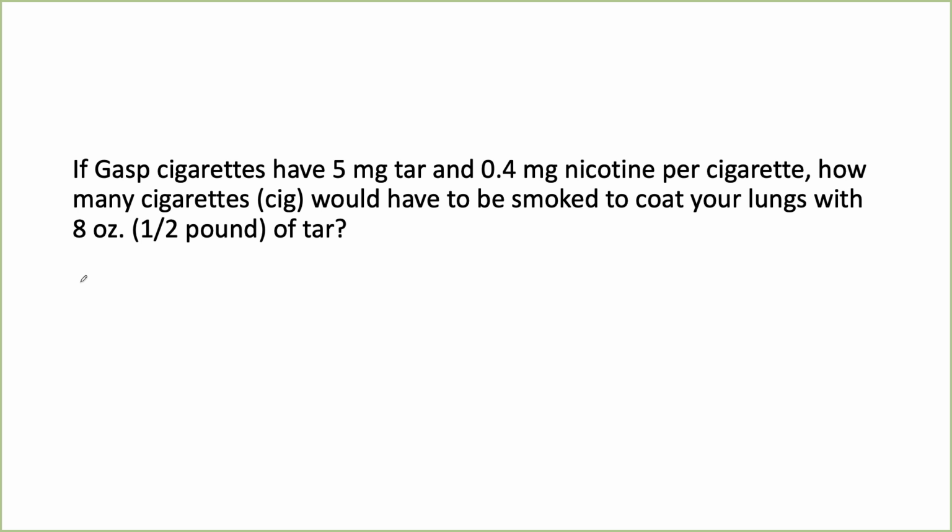So 1 ounce, and we need to know the metric system for this, and that's going to be 28 grams. And I know that. And then we know that 1 gram is equal to 1,000 milligrams. These are all our conversion factors. And from this, we know that 5 milligrams of tar is for 1 cigarette. Nicotine, we don't care at this point. So 1 cigarette, I'm going to call it CIG, is equal to 5 milligrams.